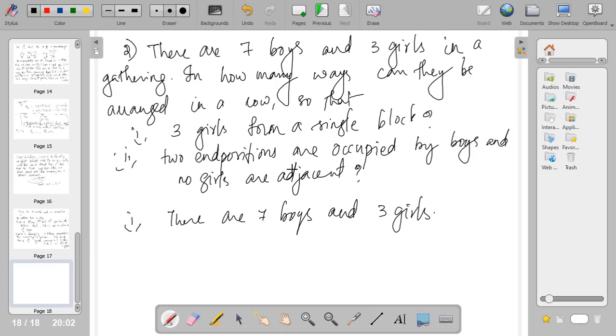So 8 objects can be arranged in 8 factorial ways. Now when you arrange the girls inside the block, they can be arranged among themselves in 3 factorial ways. So by multiplication principle, the required number of ways will be 8 factorial into 3 factorial.